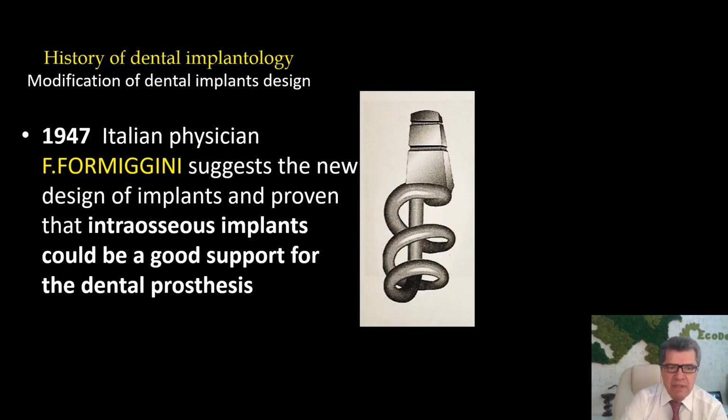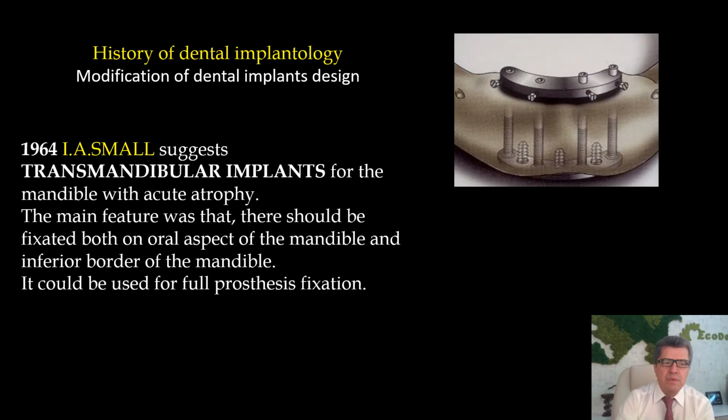In 1947, the Italian physician Formiggini suggested a new design of implant and proved that an intraosseous implant could be a good support for dental prosthesis. In 1964, Small suggested a transmandibular implant for the mandible with acute atrophy. The main feature was that it was fixated both on the oral aspect of the mandible and the inferior border of the mandible. It could be used for full prosthesis fixation.